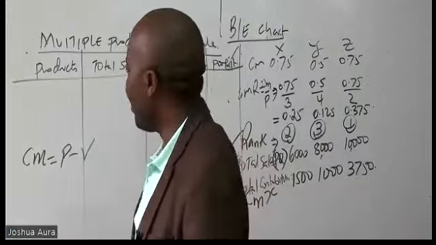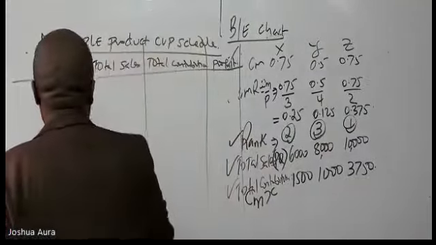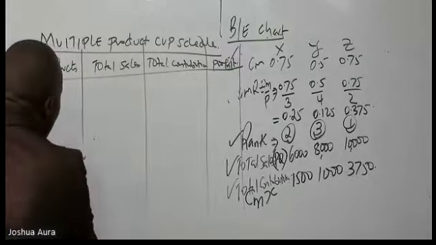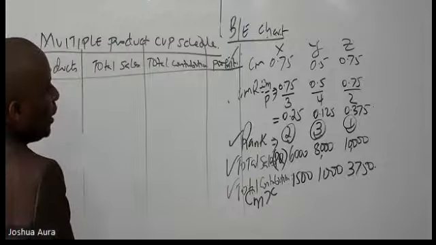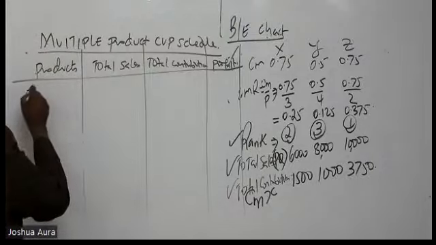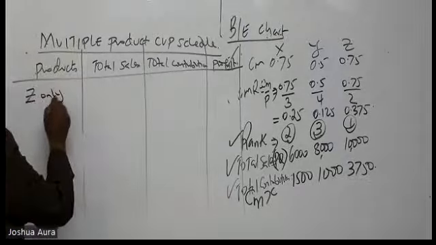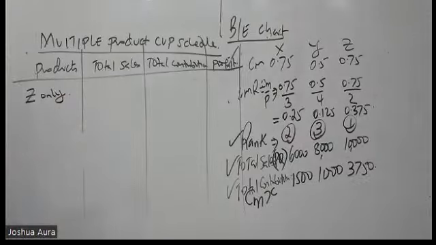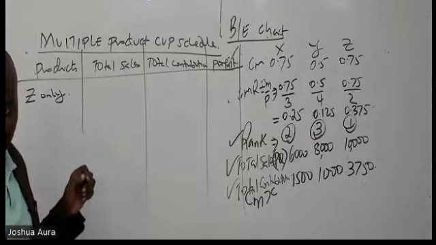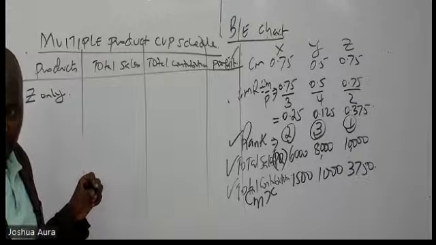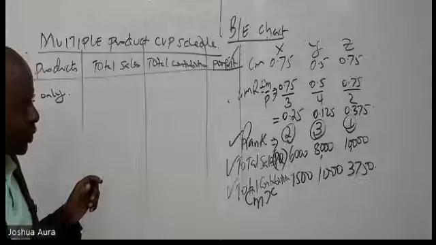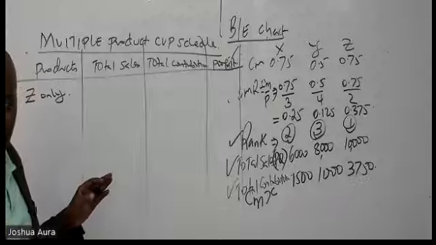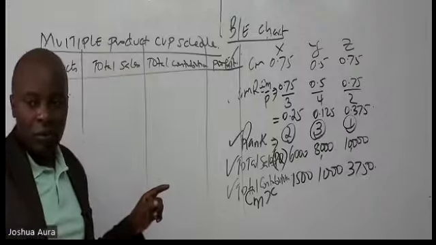Great. So ladies and gentlemen, from there, now come and give us the product. You start with the best ranked. So the best ranked is which one here? It is Z. So we produce Z only. We start with the best ranked. 1,500. According to Societe, he says that this contribution is wrong.